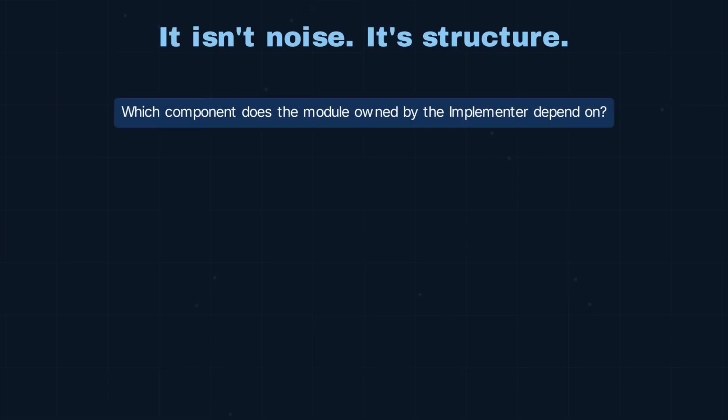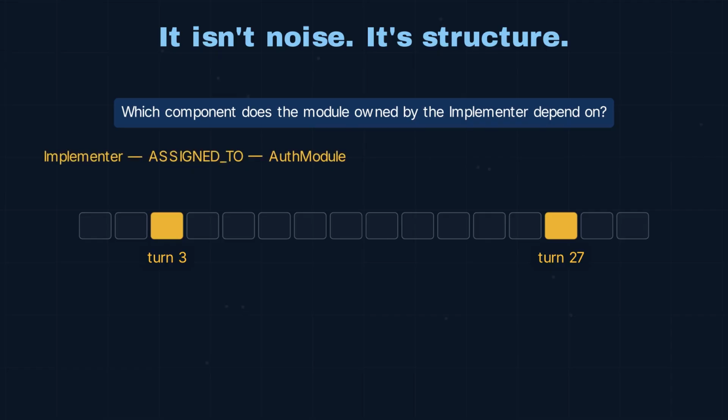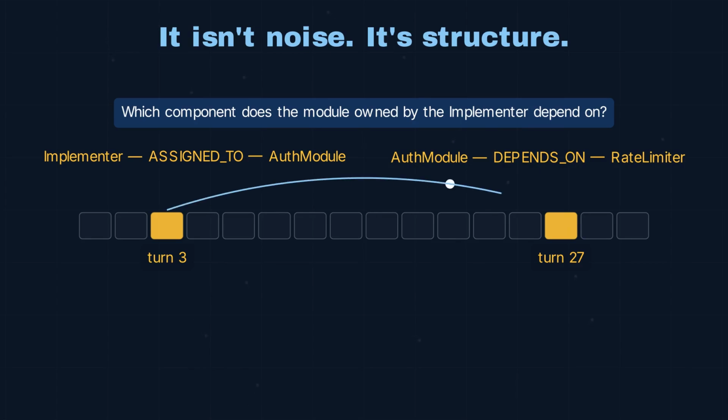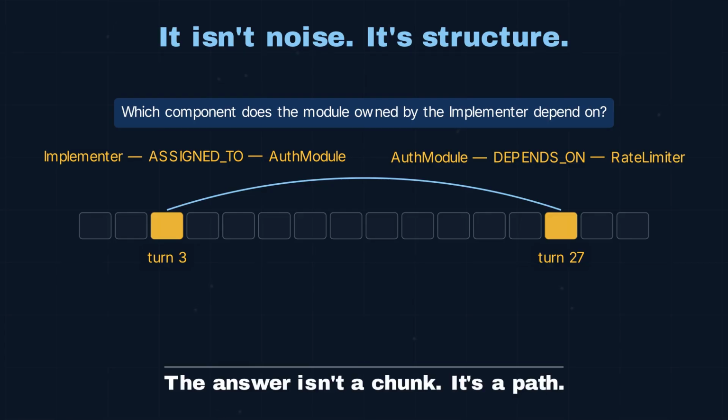And this is the real problem. It was never about noise or token cost. It's about structure. Some questions can only be answered by combining two separate facts. Which component does the module owned by the implementer depend on? There is no single turn that holds that answer. It's stated in pieces, turns apart. The answer isn't a chunk sitting somewhere. It's a path between facts.